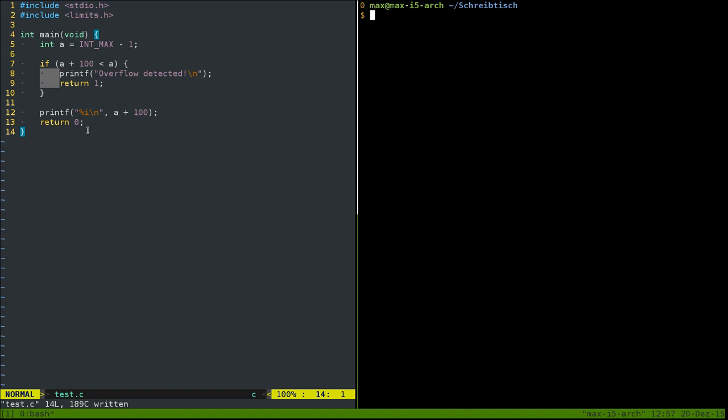So what do you think will happen when I actually compile and run this code? Well, I'm gonna show you. First, with optimization level 1, which doesn't do that many optimizations. So let's take a look. Well, yeah, an overflow was detected, and that's it. The check for overflow worked perfectly. No problem whatsoever.